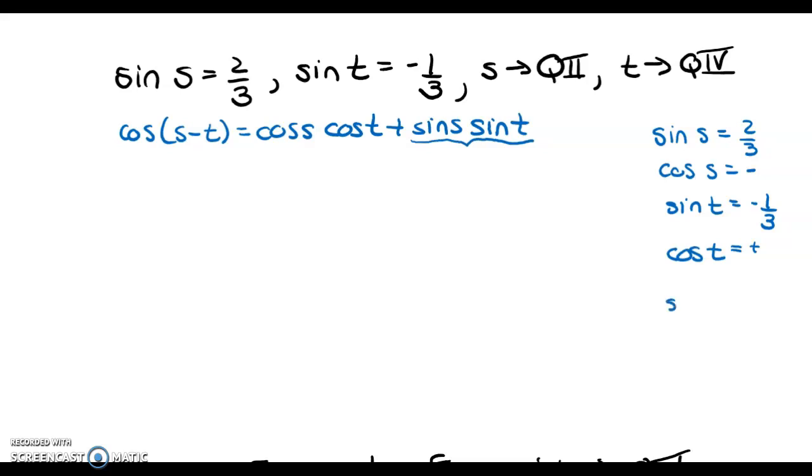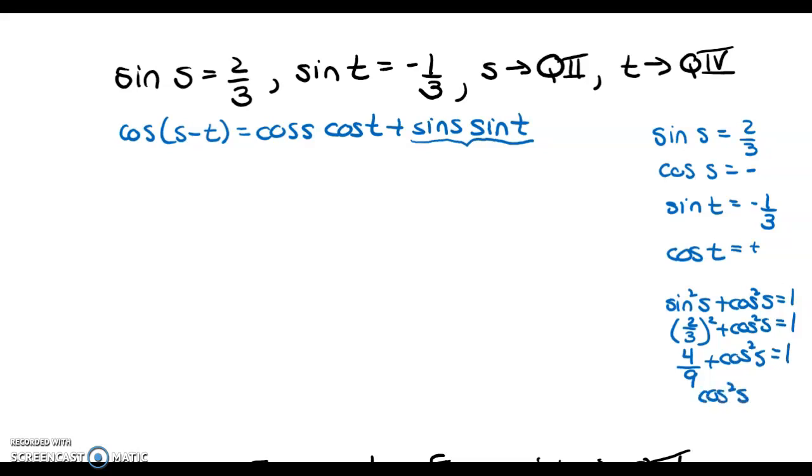I've got sine squared s plus cosine squared s equals 1. Sine is 2/3 squared plus cosine squared s equals 1. I get 4/9 plus cosine squared s equals 1. So cosine squared s is going to be 5/9. So when I take the square root, I'm going to get negative radical 5/3, sorry.